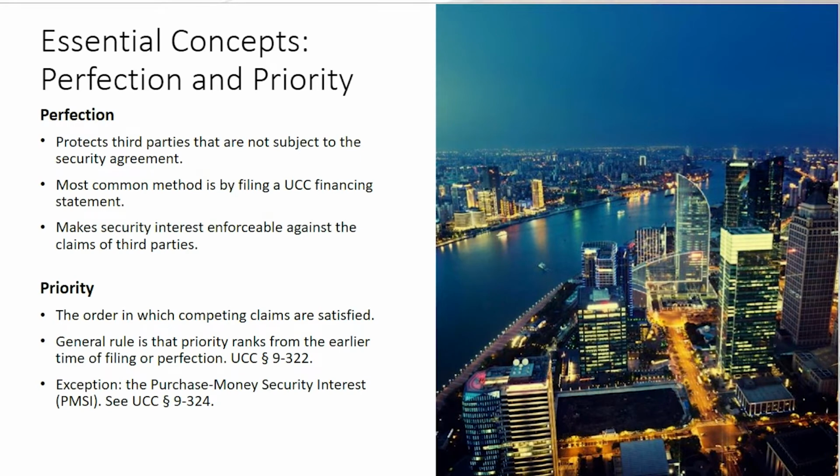Thank you very much, Jason. At this point in time, I'll start with the essential concepts that are important for everyone to really understand: perfection and priority. So perfection protects third parties that are not subject to the security agreement by making sure that they have the interest in collateral secured. The most common method of doing that, of course, is by filing a UCC financing statement, and that is what we're going to talk about as we go further in terms of the searching aspects of UCCs.